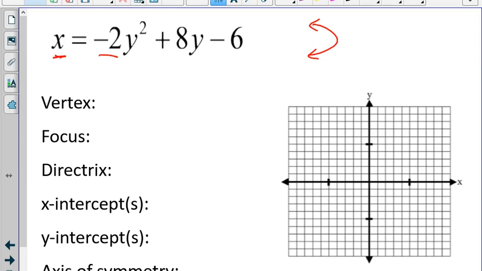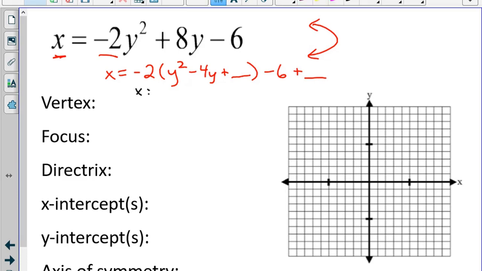I can find the vertex by completing the square. I'll do that really quick just to remind us of how to complete the square with a number in front, in case we have forgotten. So I can go -2 y squared minus 4y plus blank minus 6, and then I'll be adding 2 times whatever I put just to keep it balanced.